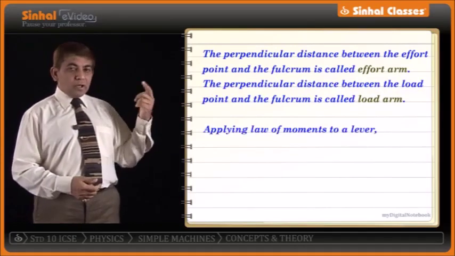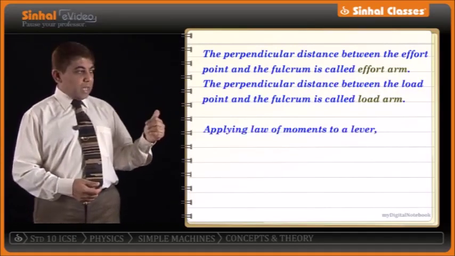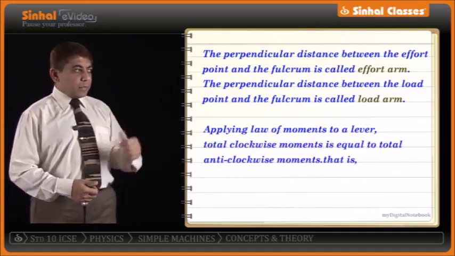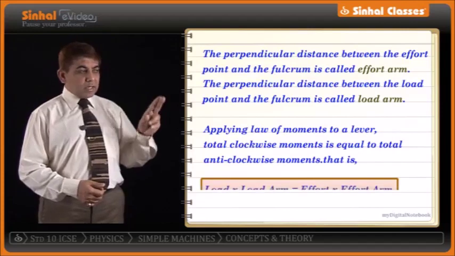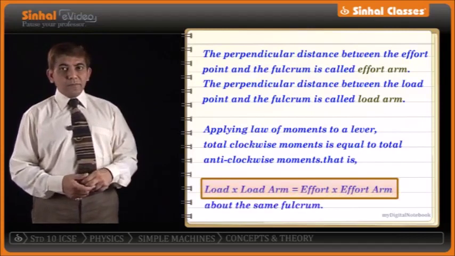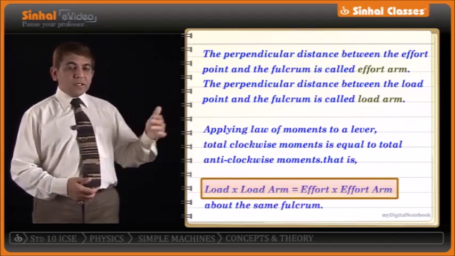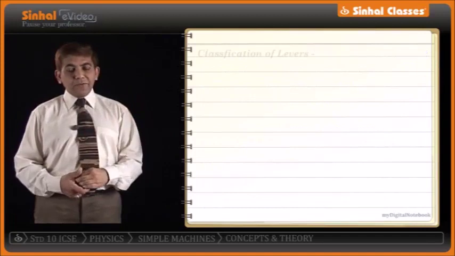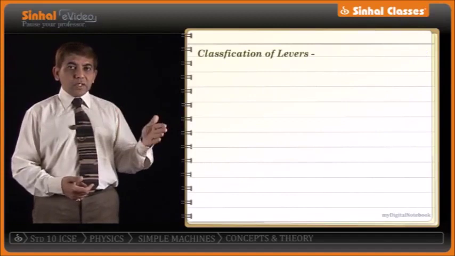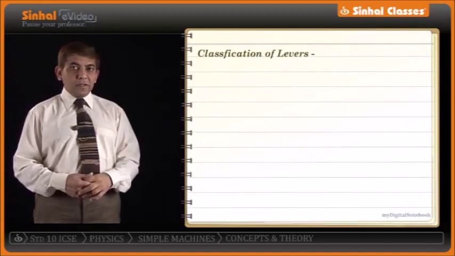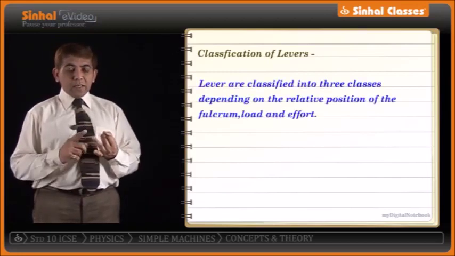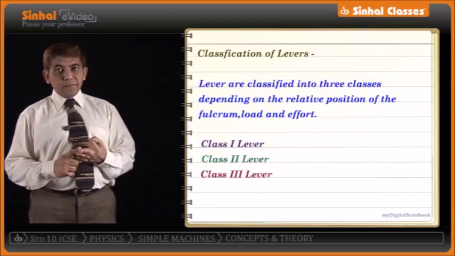So if we apply the law of moments to levers, we have total clockwise moments equal to total anti-clockwise moments. That is, load into load arm is equal to effort into effort arm about the same fulcrum. With this, we have classifications of levers depending on the relative position of the fulcrum with respect to the load and effort. We classify levers into 3 categories: class 1, class 2 and class 3.